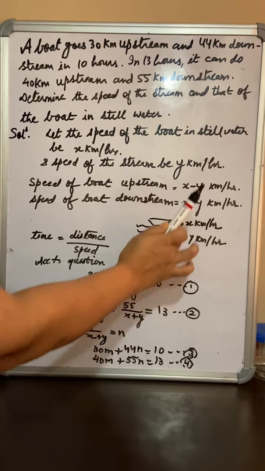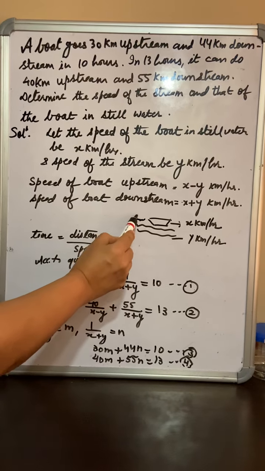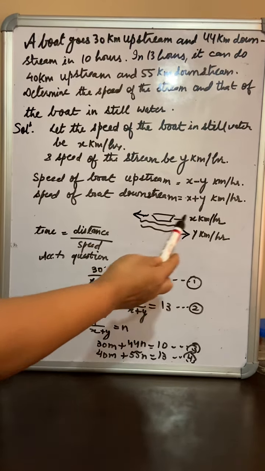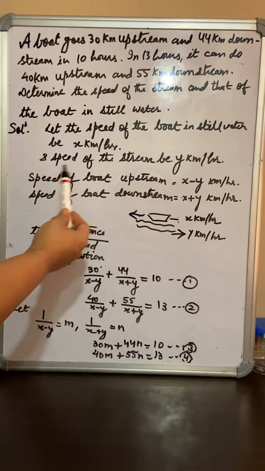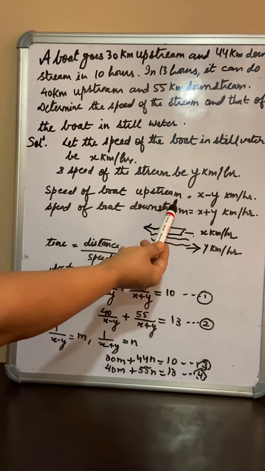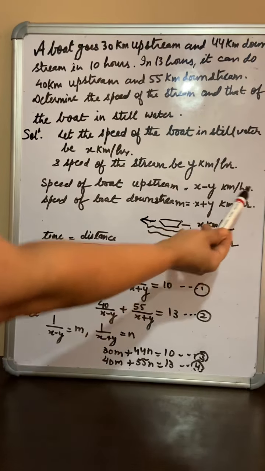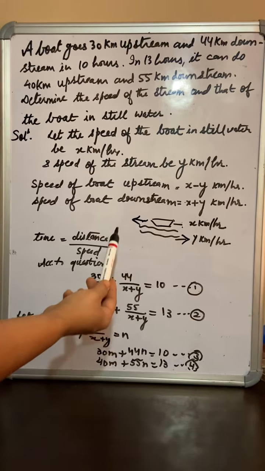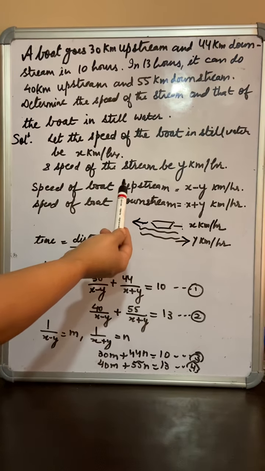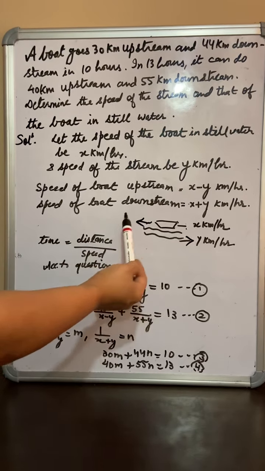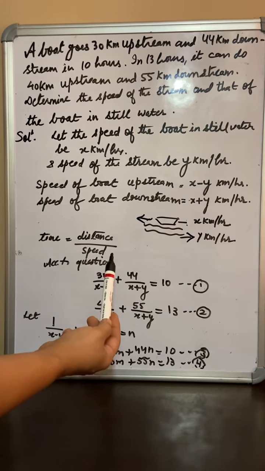And when the boat is moving opposite to the stream, in the opposite direction to the stream, then the speed of the boat will be reduced, and therefore the speed of boat upstream is x minus y kilometer per hour. When they are moving in the opposite direction, we say the boat is moving upstream; same direction, downstream. Is it clear to you?